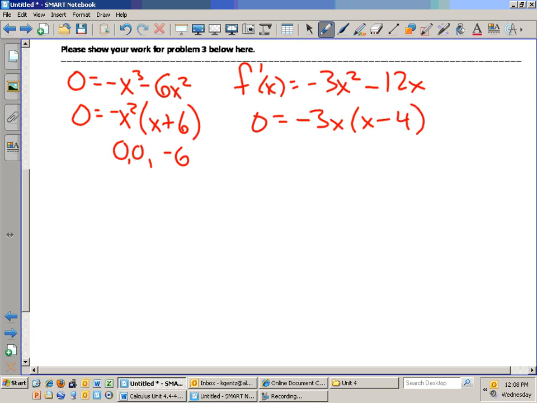So that means that I have critical points. Critical points means something interesting happens at 0 and negative 4. So who can tell me my intervals for this problem?